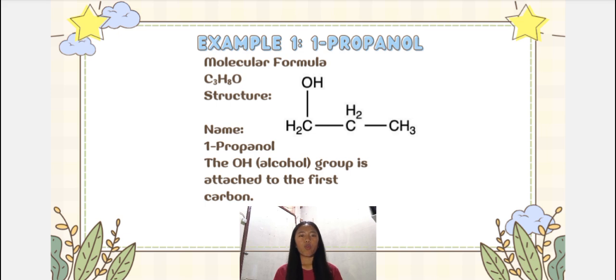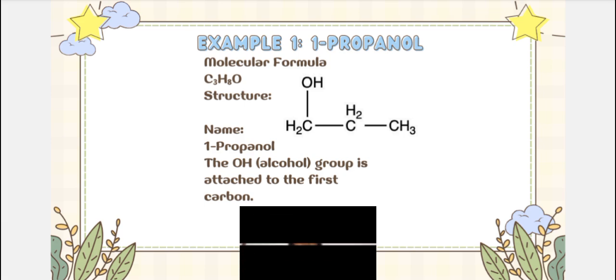Example 1, 1-propanol. So, here's our first example, 1-propanol. It has the molecular formula C3H8O. In this compound, the OH group or alcohol group is attached to the first carbon atom. That's why matawag siya nga 1-propanol.